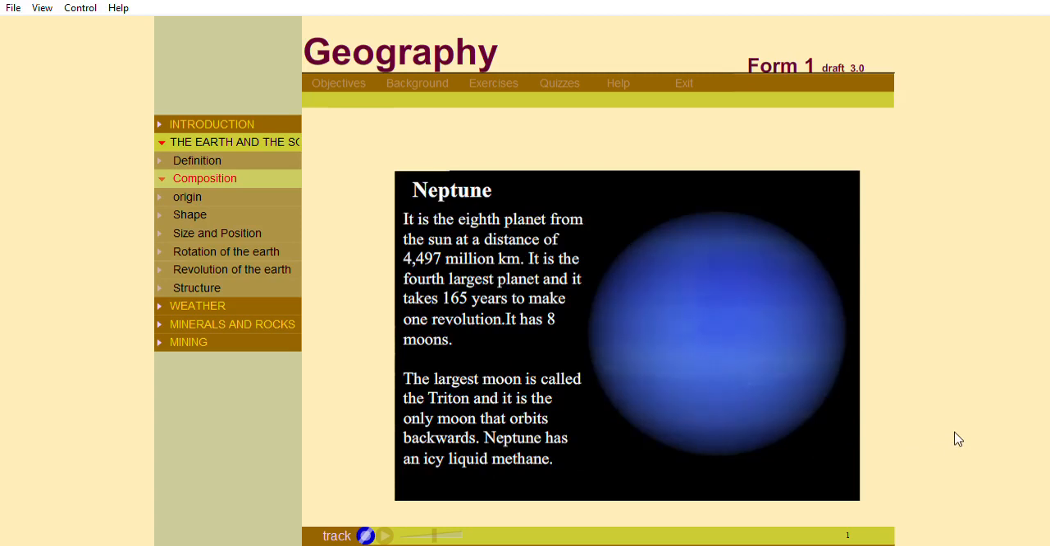Neptune. It is the 8th planet from the sun at a distance of 4,497 million kilometers. It is the 4th largest planet and it takes 165 years to make one revolution. It has 8 moons. The largest moon is called the Triton and it is the only moon that orbits backwards. Neptune has an icy liquid methane.